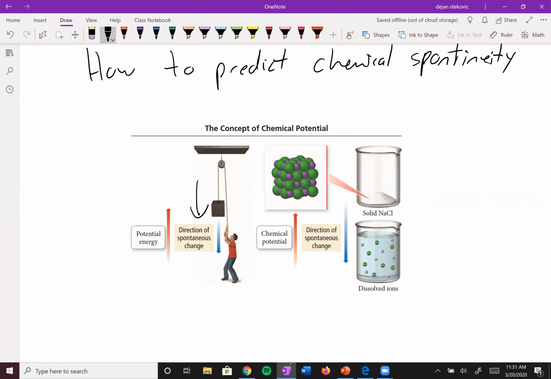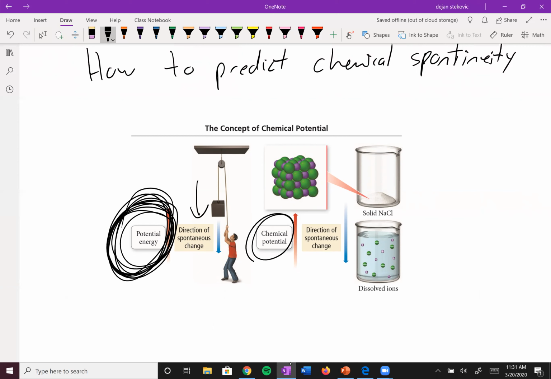And so in the macro world, things always want to go to the lowest potential energy in spontaneous reactions. That's the same thing in chemistry. We have a chemical potential, and we always want to get down to the lowest chemical potential. The main question that thermodynamics is asking us right now is, what is this chemical potential? What is this value? What is this property? How can we identify it and then use it to predict whether things are spontaneous or non-spontaneous?